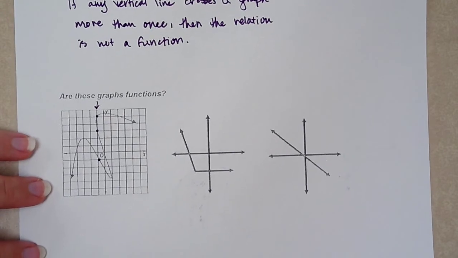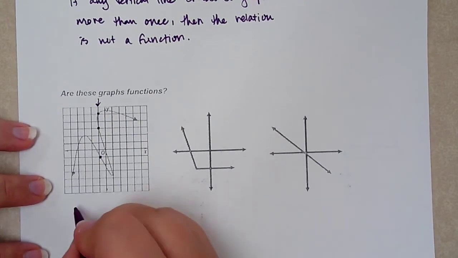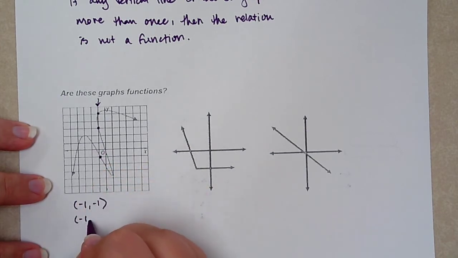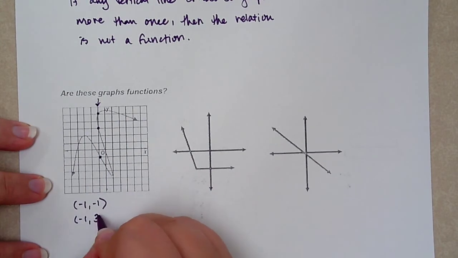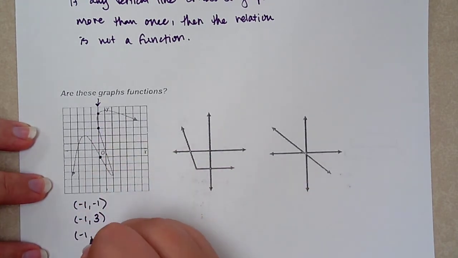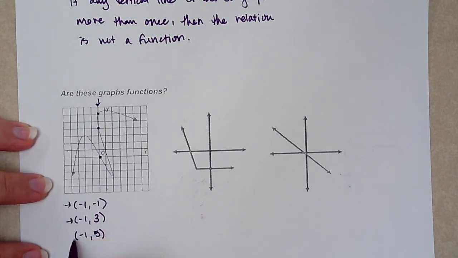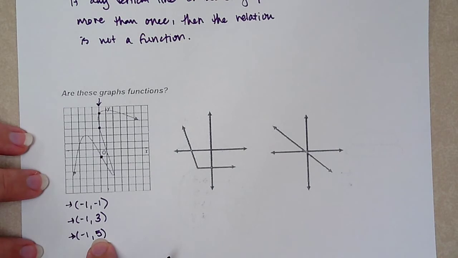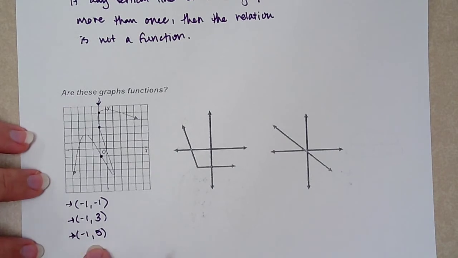Now, if I were to give you the coordinates for those points, I would have, it looks like -1, -1. I'd have -1, 3-ish. I know these aren't quite right, but -1, 5, approximately. Notice I've got 3 of the same domain with 3 different outputs. This breaks our vertical line test, and it also doesn't fit our definition of a function. So that's why this vertical line test is helpful.